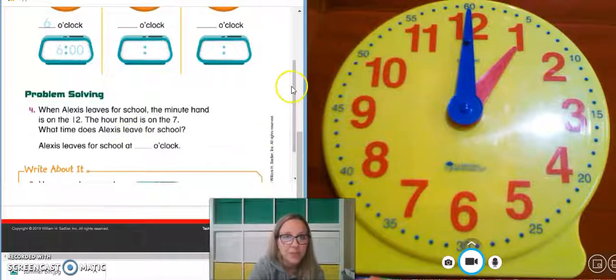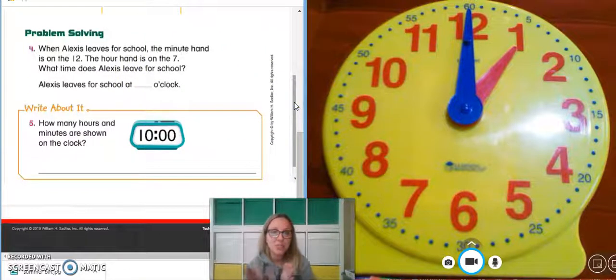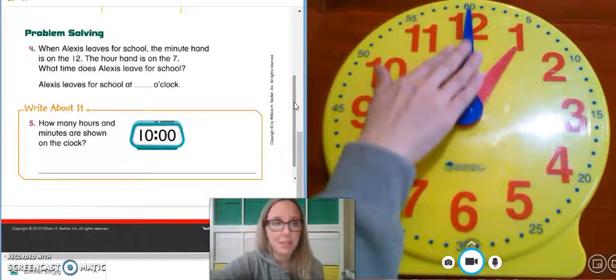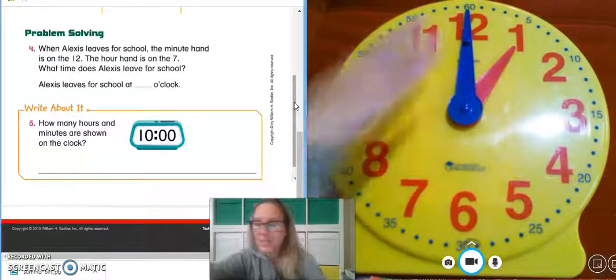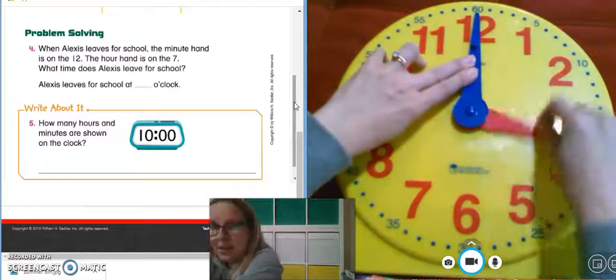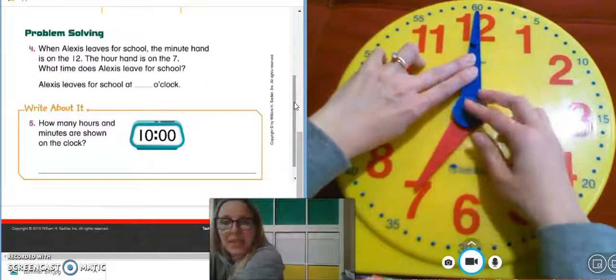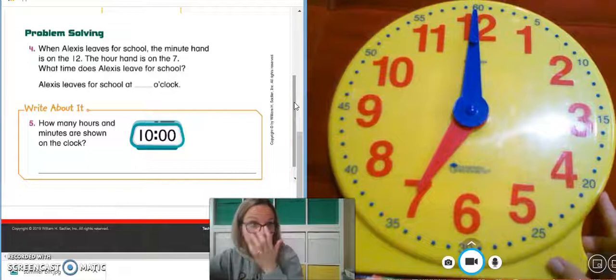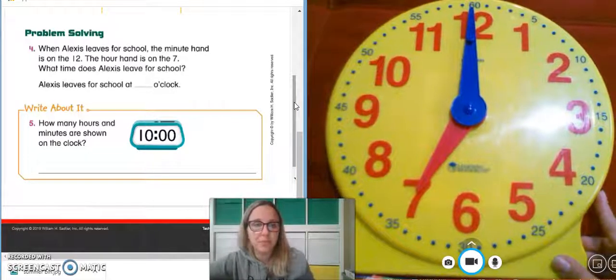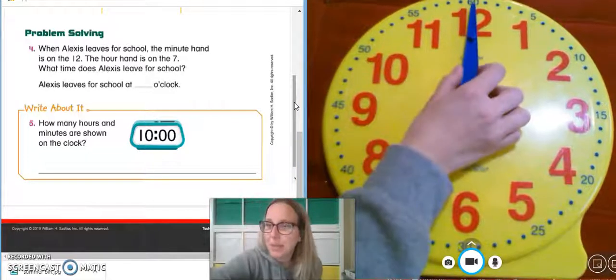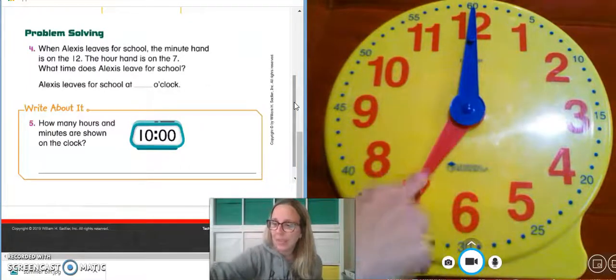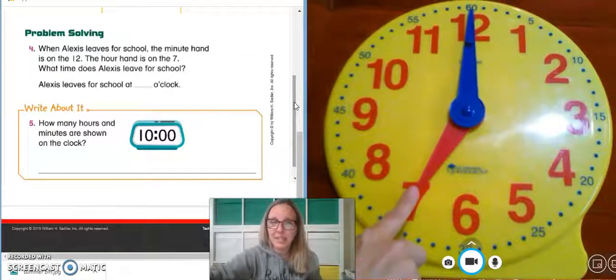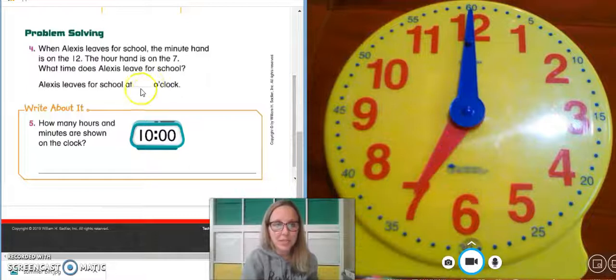Looking at number 4, it says, when Alex leaves for school, the minute hand is on the 12. Okay, so we've got the minute hand on the 12, and the hour hand is on the 7. So let's move our hour hand to the 7. It says, what time does Alex leave for school? Well, looking at this clock, if my minute hand is on the 12 and my hour hand is on the 7, it is 7 o'clock. So you can write here 7 o'clock.